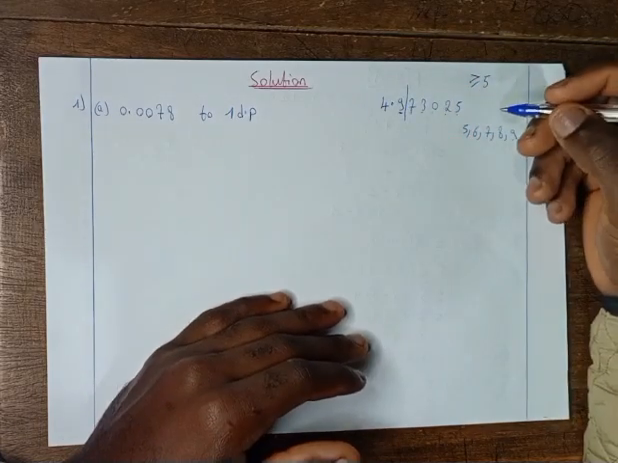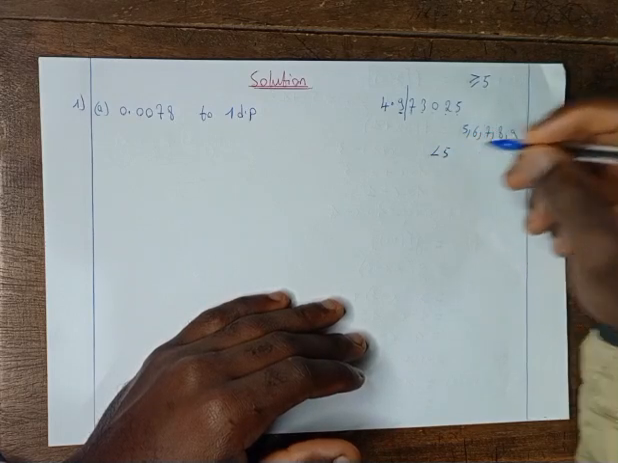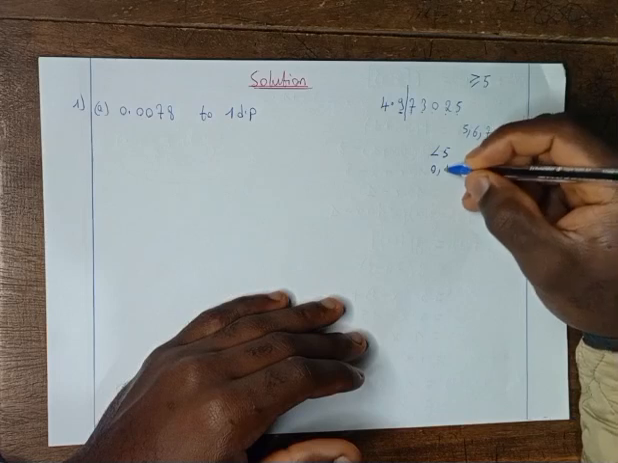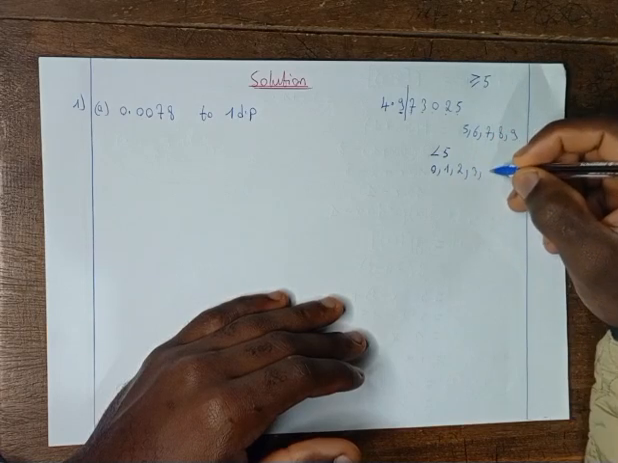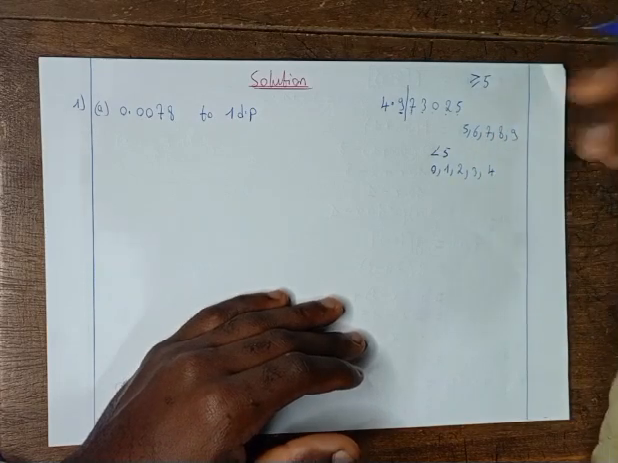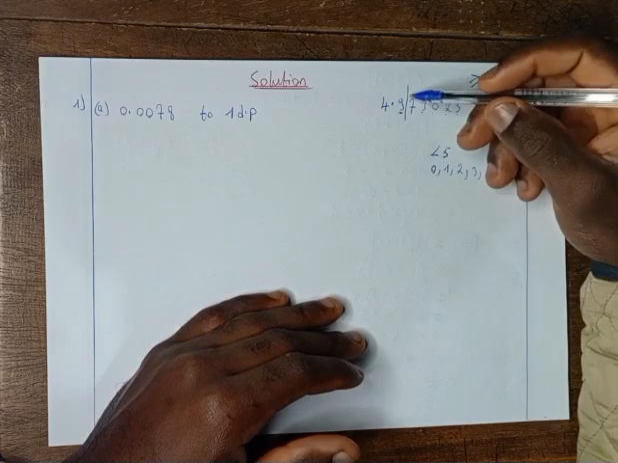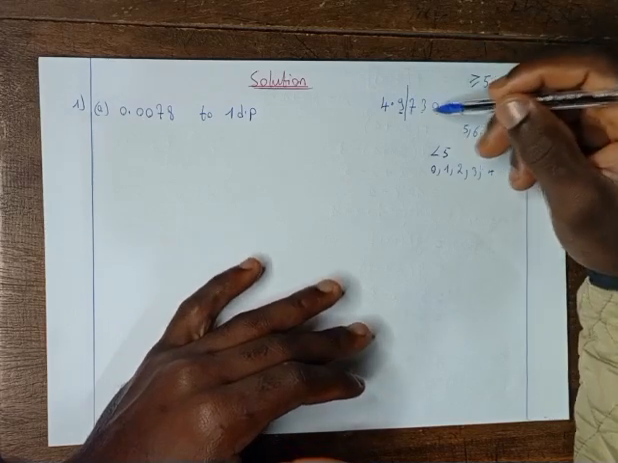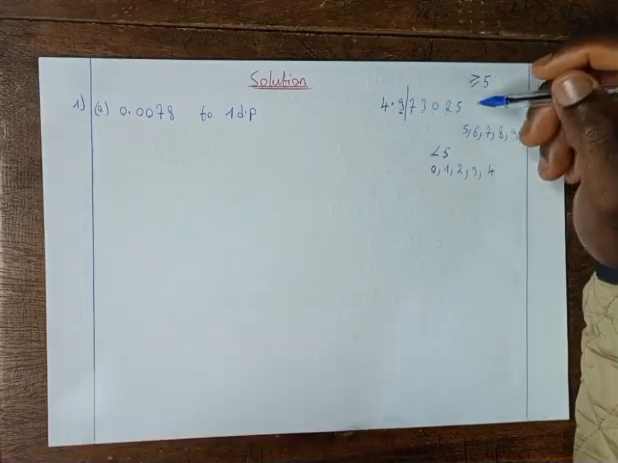But if the digit is less than 5, that is, if the digit is 0, 1, 2, 3, or 4, it is rounded down to 0. And the digit that comes before the vertical line remains unchanged, and we replace all the other digits with zeros.